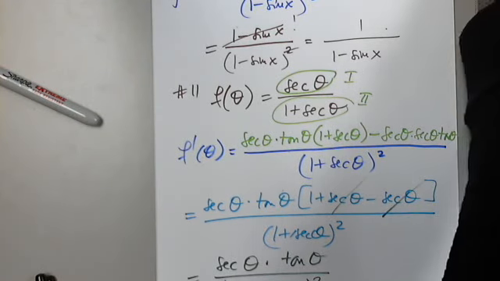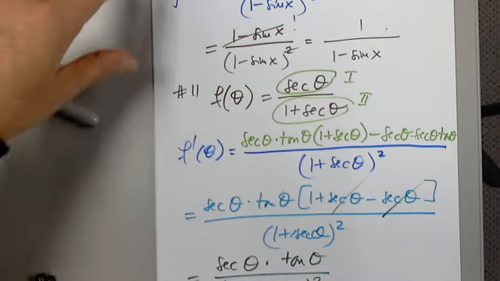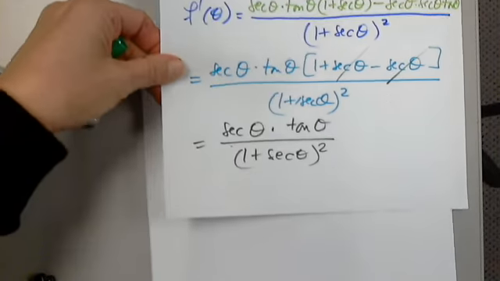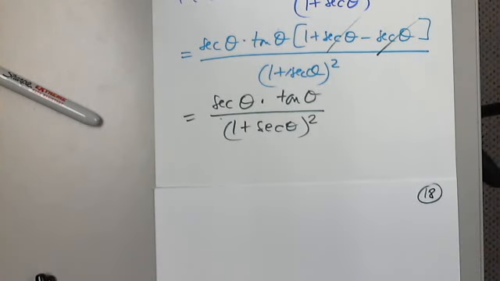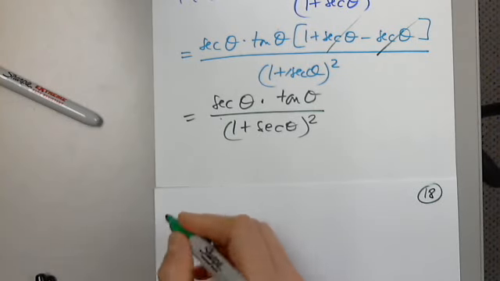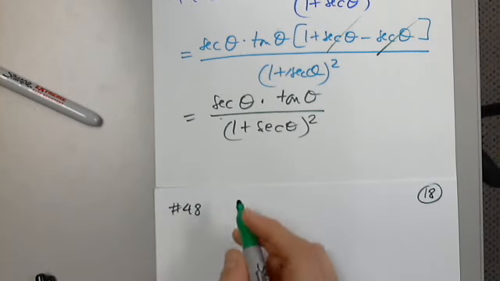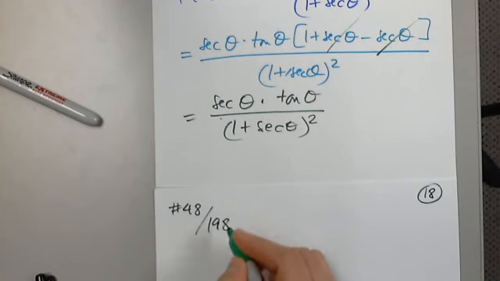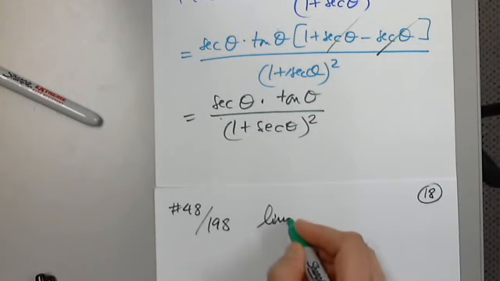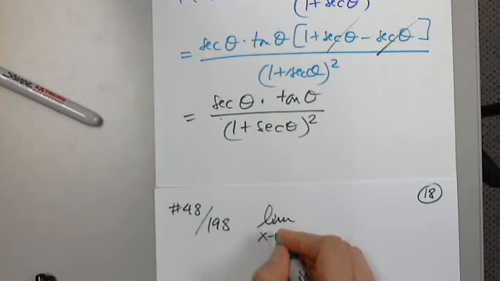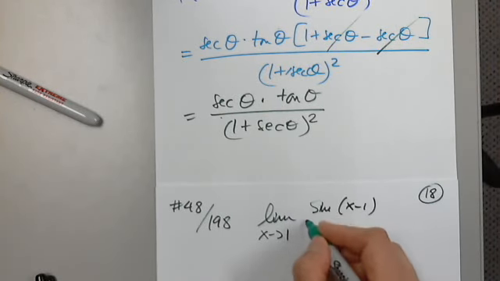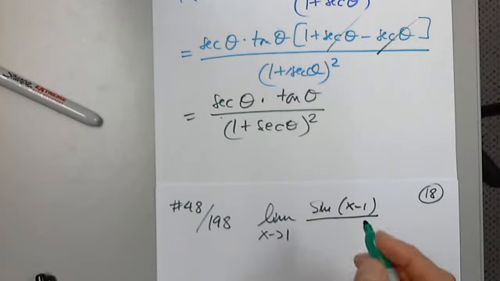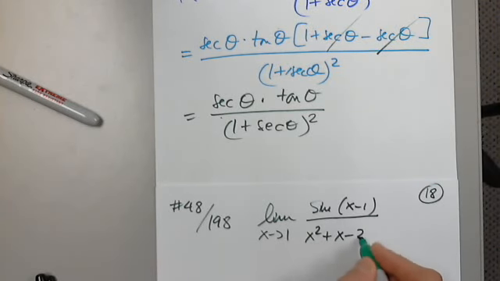I know I have only 5 minutes left. Just would like to go back to some limits. On page 198. We have looked at this problem before on 198, in which we have limit as x approaches 1 from sine x minus 1 over x squared plus x minus 2.